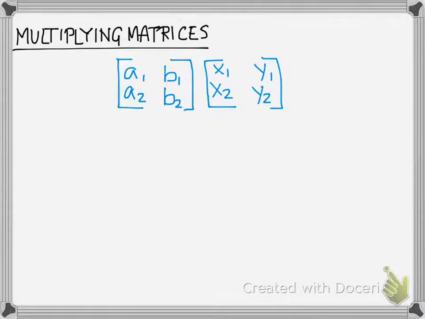Okay, and so the rule when you're multiplying matrices is to use the row in the first matrix and multiply that by the column of the second matrix. So we're going to multiply yellow to yellow, and then we'll do blue to blue. Okay, so to multiply matrices, use the rows in the first matrix and the columns in the second matrix.